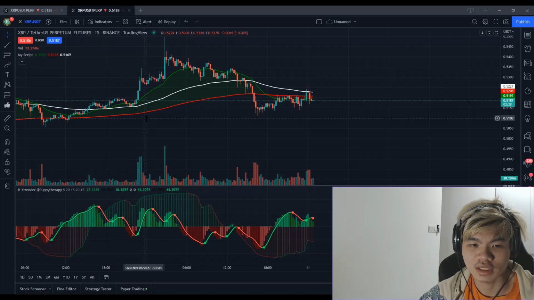Dark green means that it was about peak around this area, and then it didn't peak, so it went back up 2 bars, so it became light green here. Then it peaked and then started falling.